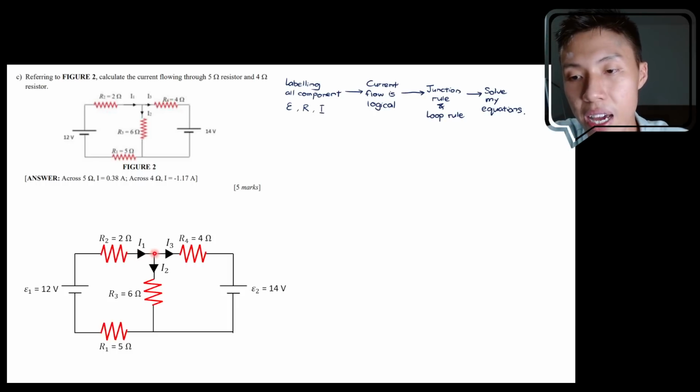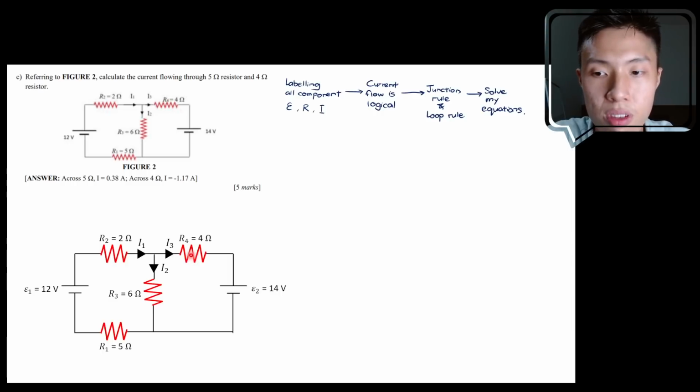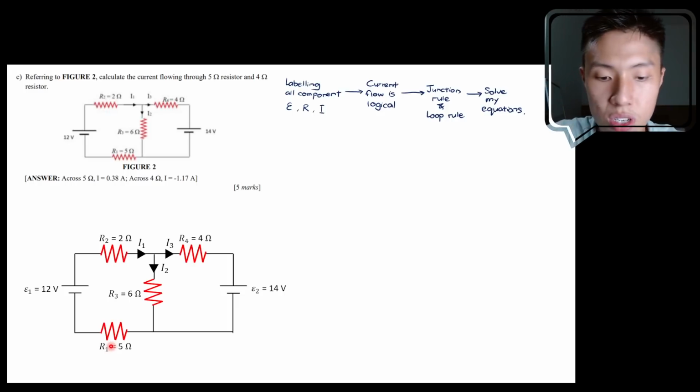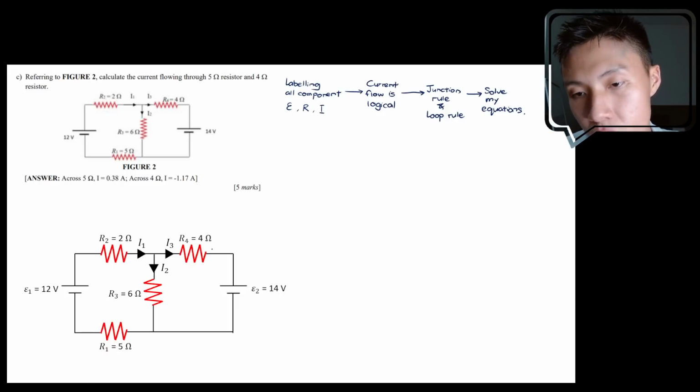So you can see here I1 is flowing into the junction, I2 and I3 are flowing out of the junction. So that means there's something going in, there's something going out. So that means the current flow is logical. Once we make sure the current is logical, you can further label the current. You label it at any point along the circuit so that later it's easier for you to refer to which current you should be substituting later.